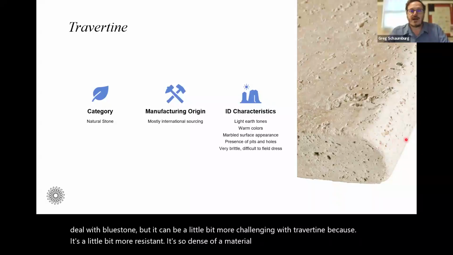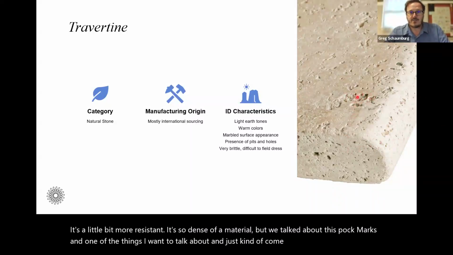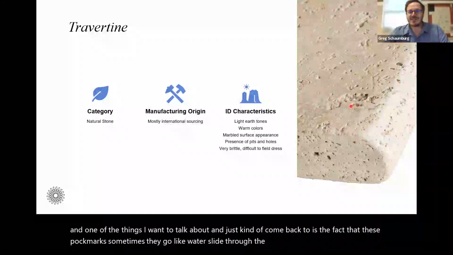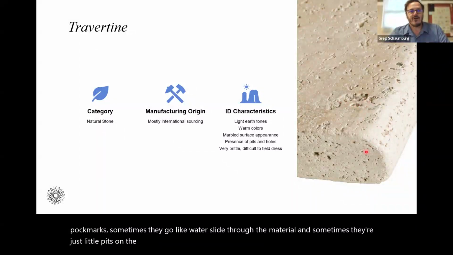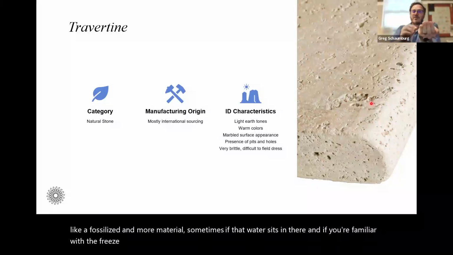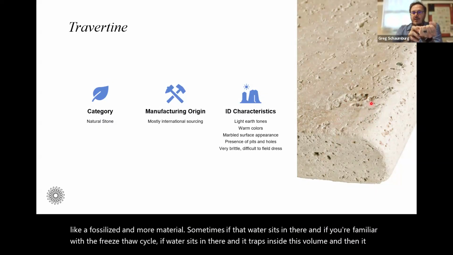But I talked about those pock marks. And one of the things I want to talk about and just kind of come back to is the fact that these pock marks, sometimes they go like a water slide through the material, and sometimes they're just little pits on the surface, and you never really know. But based on the fact that this is more like a fossilized material, sometimes if that water sits in there, and if you're familiar with the freeze-thaw cycle, if water sits in there and it traps inside this volume and then it freezes, it's going to want to pop.